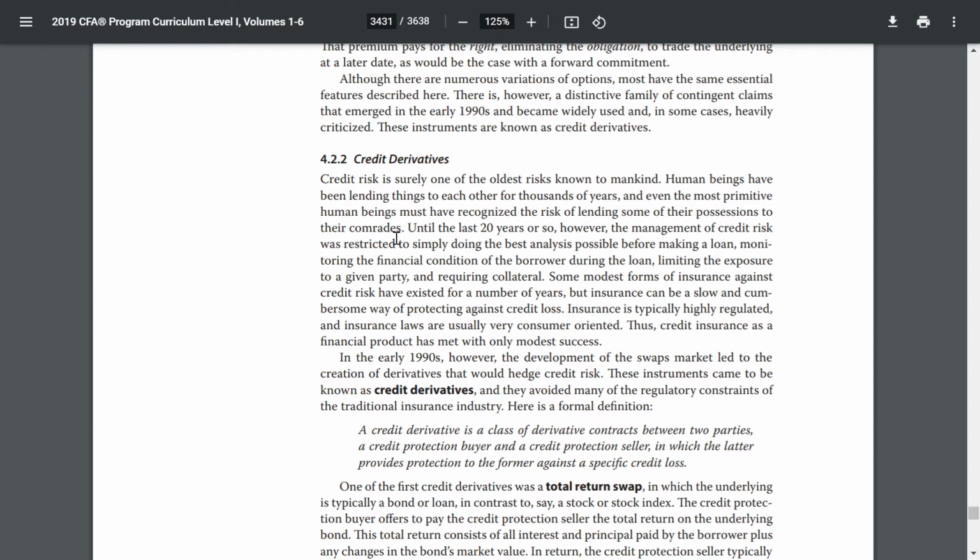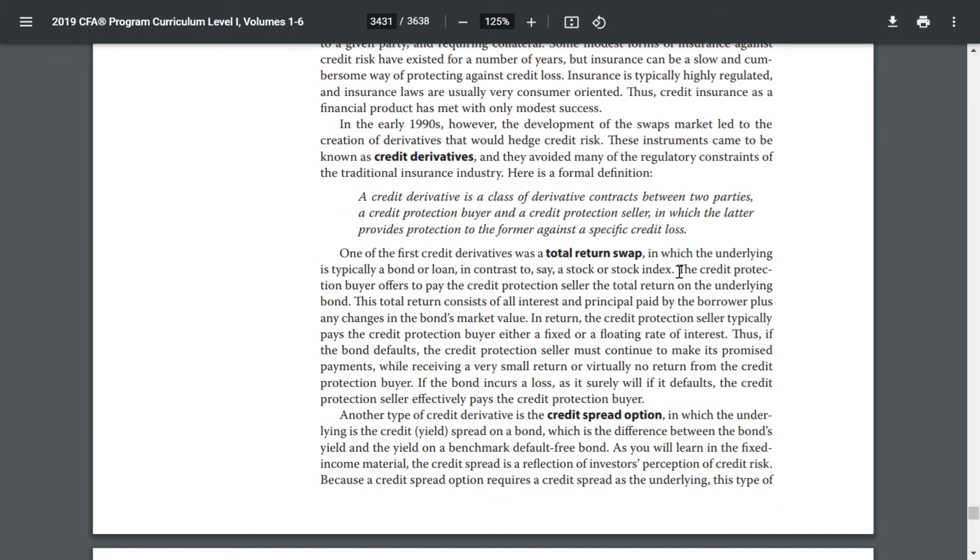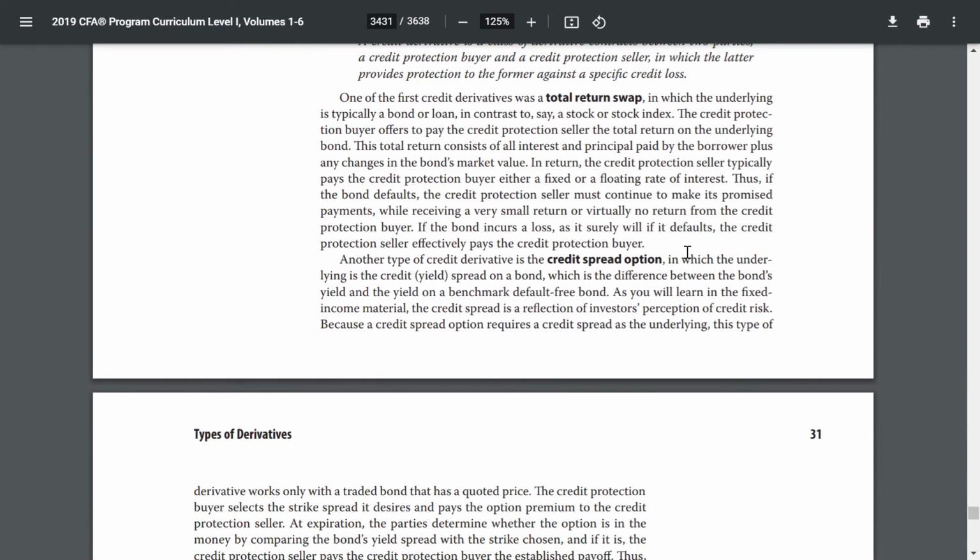Credit derivatives. For example, a credit derivative is a class of derivative contract between two parties, a credit protection buyer and a credit protection seller, in which the latter provides protection and the former is protected against a specific credit loss.